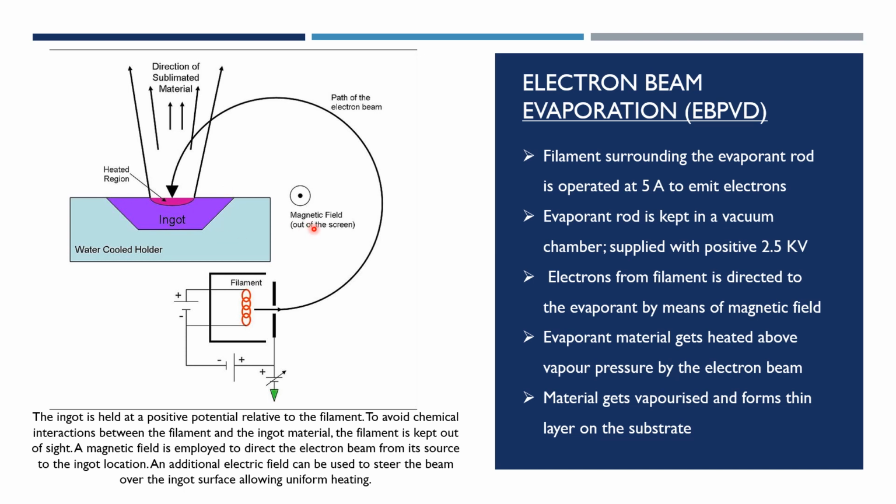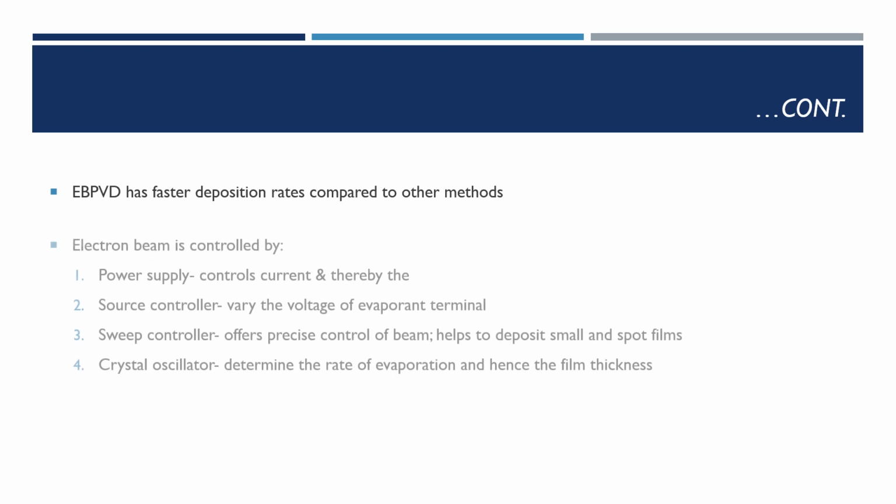Also an additional electric field can be used to steer this beam over the ingot surface for proper heating of the material. Thus once the material gets heated, it is evaporated, and the vapor then gets deposited over the substrate material to form the film. So the electron beam evaporation has a higher deposition rate due to the high energy involved with the electron beam compared to the other methods.